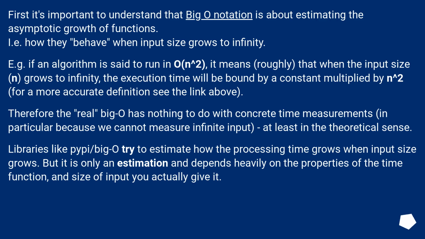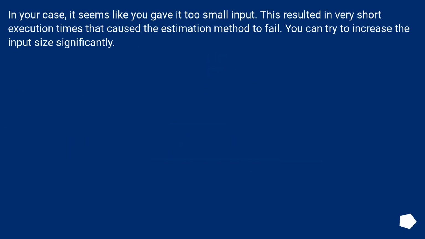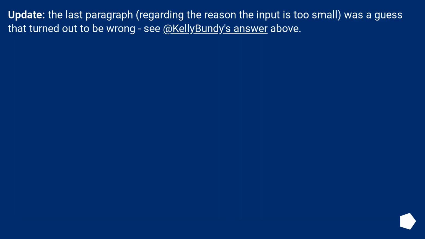Libraries like big_o try to estimate how the processing time grows when input size grows. But it is only an estimation and depends heavily on the properties of the time function and size of input you actually give it. In your case, it seems like you gave it too small input. This resulted in very short execution times that caused the estimation method to fail. You can try to increase the input size significantly. Update: the last paragraph, regarding the reason the input is too small, was a guess that turned out to be wrong. See Kelly Bundy's answer above.